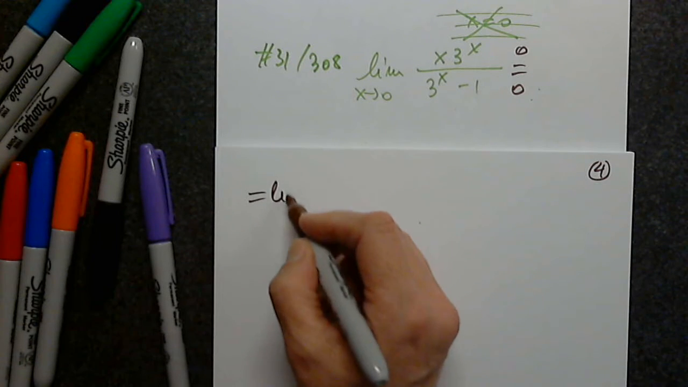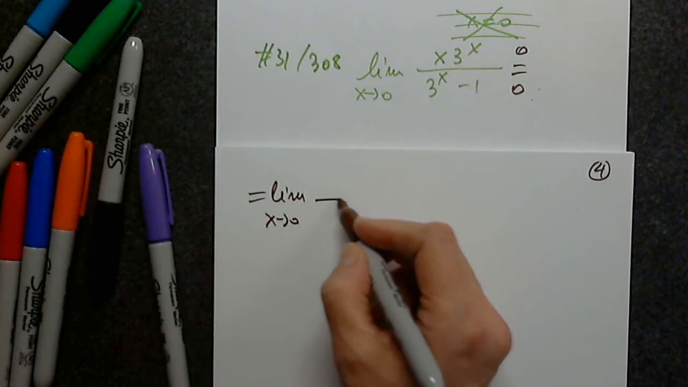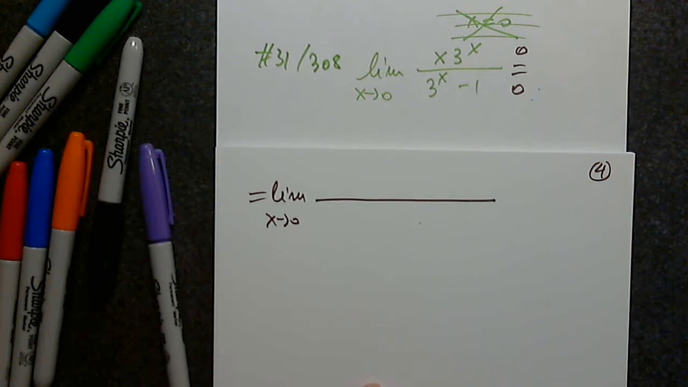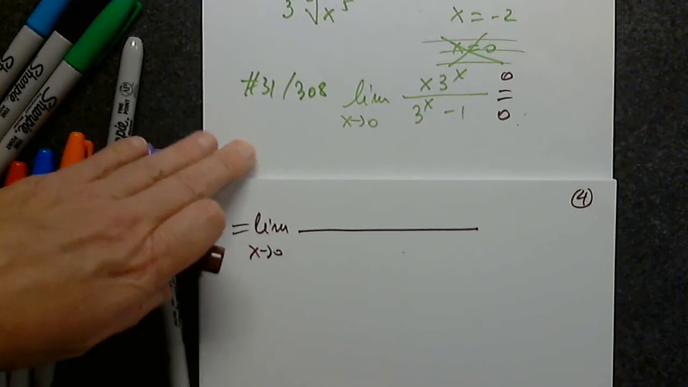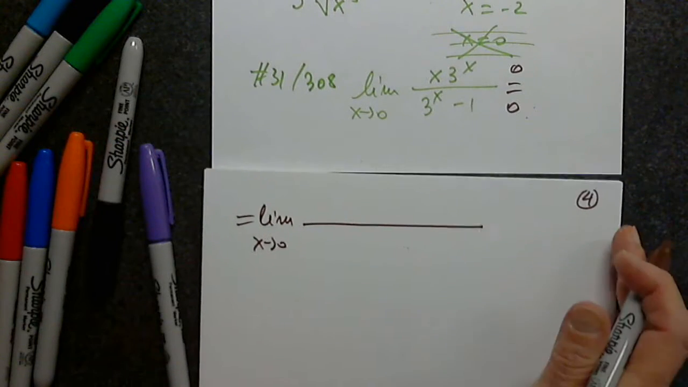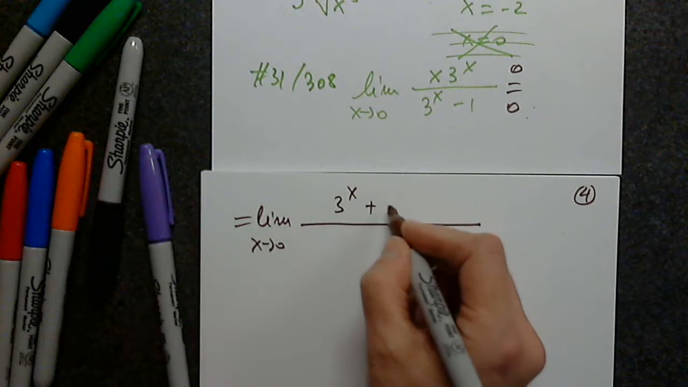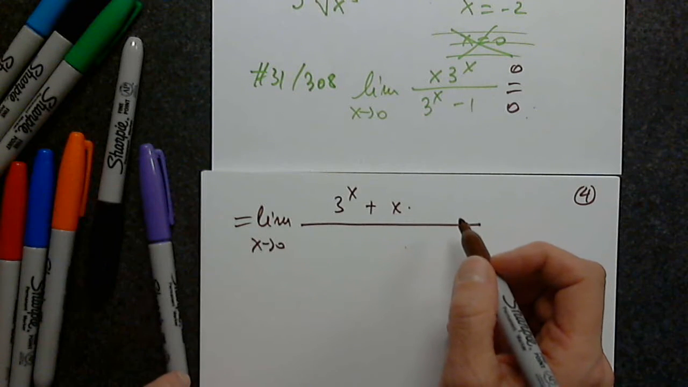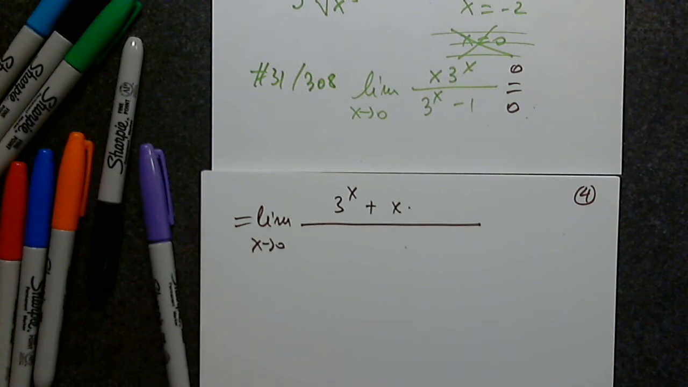So then we have the limit as x approaches 0. We have x times 3 to the x. The first function prime is 1 times 3 to the x, plus x times 3 to the x prime. I don't want you to forget this. Always remember, e to the x prime is e to the x, but it should be e to the x times natural log e. But natural log e is 1.